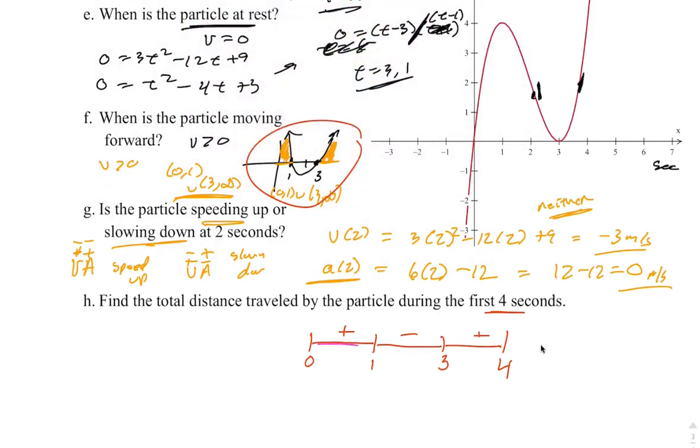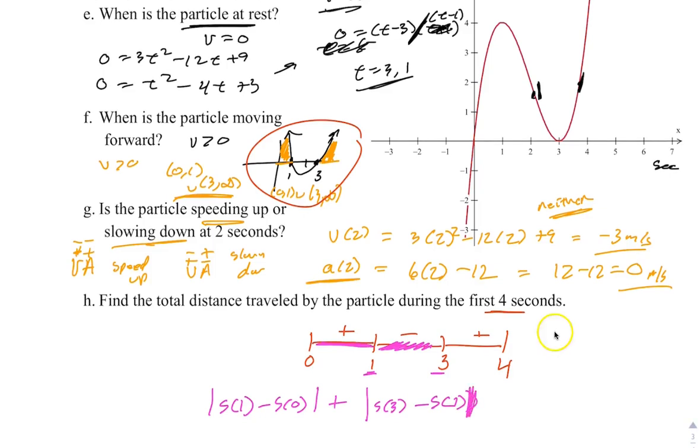I got to figure out the distance traveled in this little stanza. So the way you do that is just s of 1 minus s of 0, absolute value, because I don't care if it's positive or negative. Plus, I got to find the distance traveled in this little stanza. So all we can do there is s of 3 minus s of 1. We're using s, because that's position. What's the position we were at 3 minus what's the position we're at 1? So that's the distance traveled between 3 and 1. What's the position we're at 1? What's the position we're at 0?